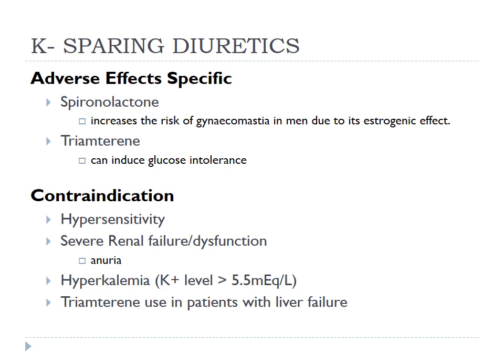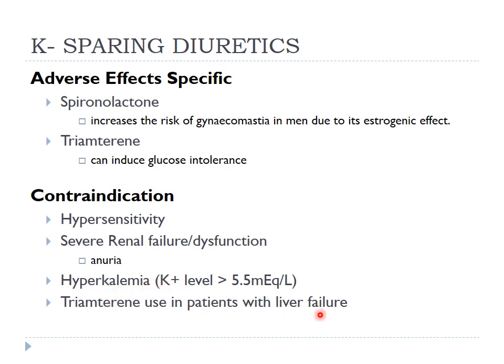Some specific adverse effects that can happen: risk of gynecomastia in men. That means bigger breasts in men, okay? Triamterene can induce glucose intolerance. Contraindication if you're hypersensitive to it. If you have severe renal failure, this is not a drug you use with severe renal failure. If you already have a pre-existing hyperkalemia, this drug's just going to make it worse.